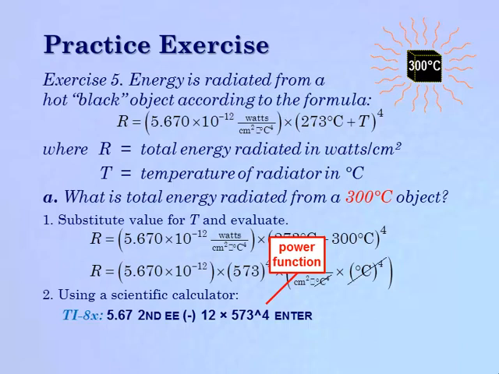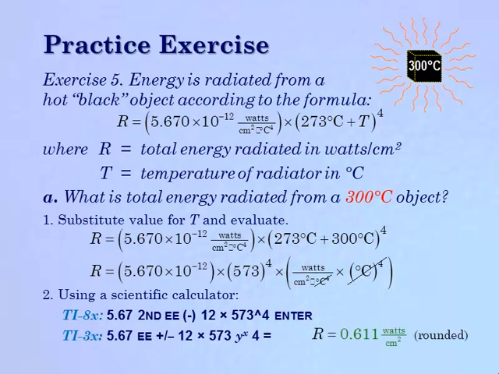Using a scientific calculator, again, we've got the scientific notation of 5.67 EE negative 12 times 573 raised to the fourth power, and then press enter. For a TI-30 series, similarly, we would have to put the exponent in the scientific notation times 573 y to the x to the 4. And the result will be R is equal to 0.661, and we're left with just watts per squared centimeters as the units.